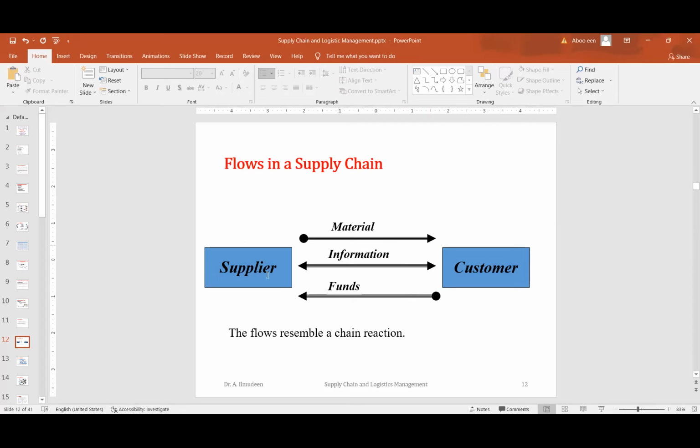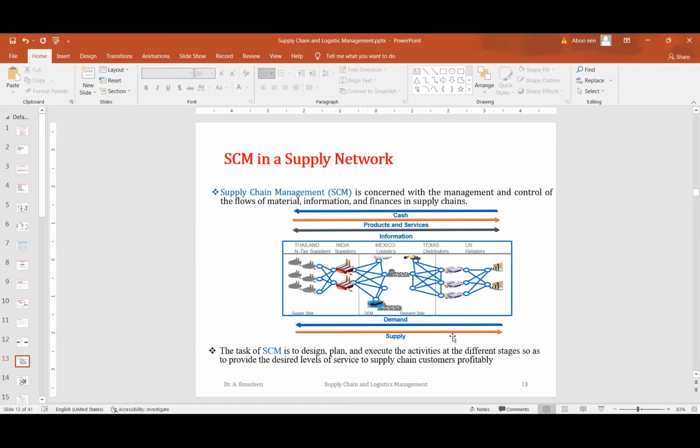The materials, information, they are exchanging various kinds of information. And fund means the financial funds, the fund transactions. Okay, the latest slide I'm going to show you. Here you see various flows. The supply chain management system is concerned with the management and control of the flow of materials, information, and finances in the supply chain. Look at this.